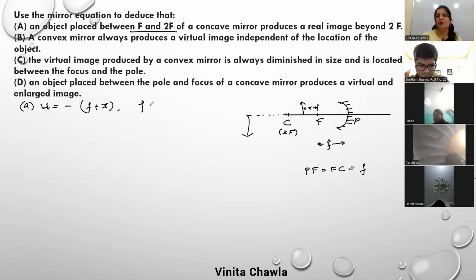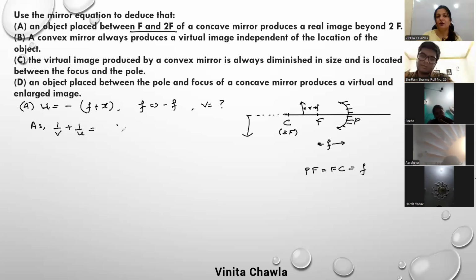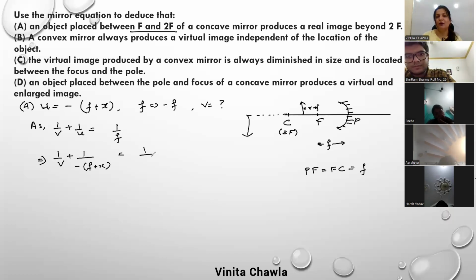In case of a concave mirror, focal length is negative, so we'll write minus f for the focal length. We can easily find V using the mirror formula: 1/v plus 1/u is equal to 1/f. Now put the values here: 1/v plus 1 upon minus (f plus x) for u is equal to 1/minus f for focal length, because we consider signs also. So this implies 1/v is equal to minus 1/f. Now move this to the other side, it will become positive: plus 1 upon f plus x.